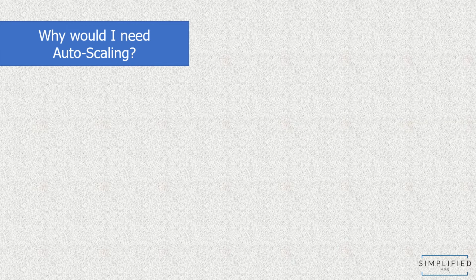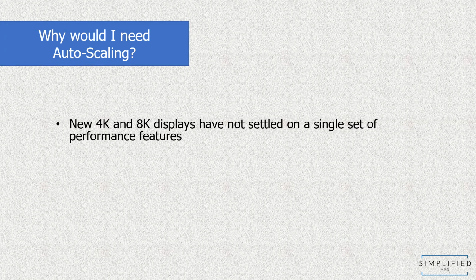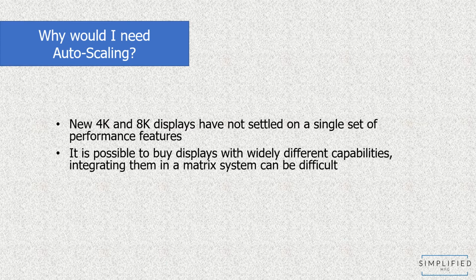So why would you need auto scaling? Auto scaling is a necessity this day and age because of all the different types of displays. 4K and 8K displays have not settled on a performance standard, meaning each display can have different features that greatly affect EDID. For example, some support hybrid log gamma, some support wide color gamut, some support HDR10, 10 plus, Dolby Vision, etc. So this presents a myriad of issues trying to get the signal all the same to these displays.